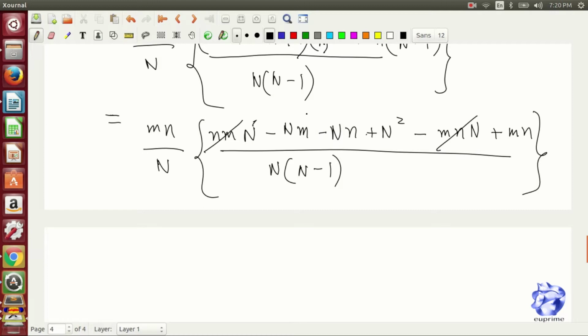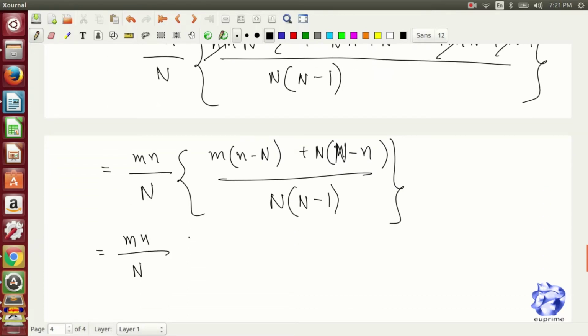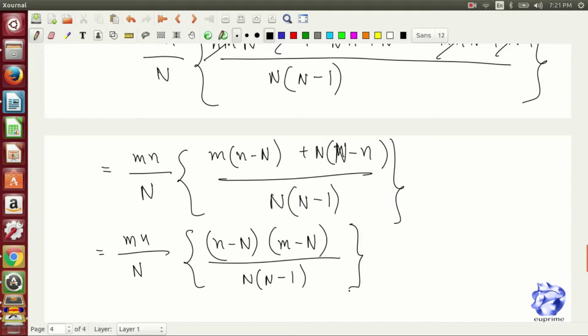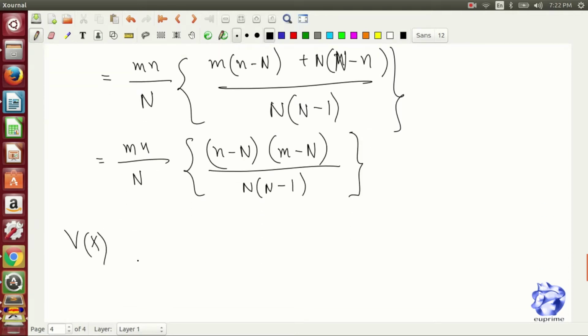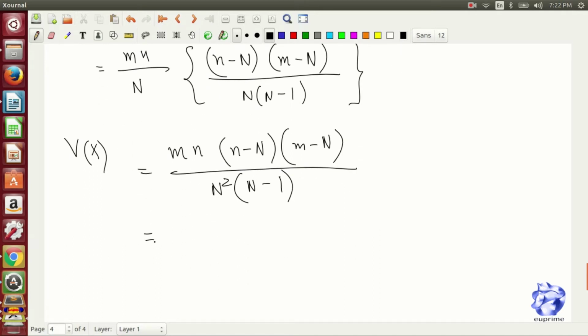These types of hypergeometric distributions are different from binomial distributions, where the binomial distribution describes the probability of successes in n draws with replacement, whereas here there is no replacement. In the end, after simplification, we get variance as mn by capital N into (1 minus n by capital N) multiplied by (1 minus m by capital N) times (N minus n) by (N minus 1).